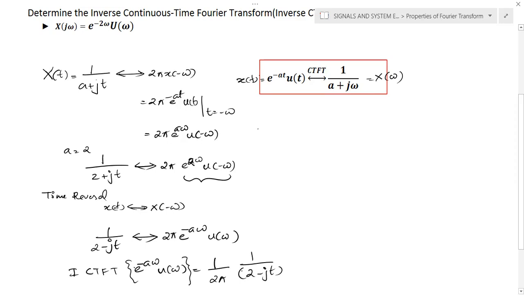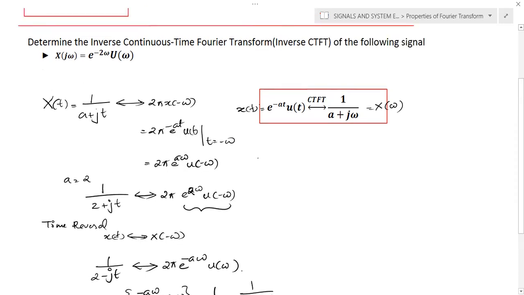Now the previous question and this one are almost similar, the same result we are using, but one question is to find the inverse continuous time Fourier transform, and the previous one is to calculate the continuous time Fourier transform. One is a forward transform, and here it is an inverse transform.